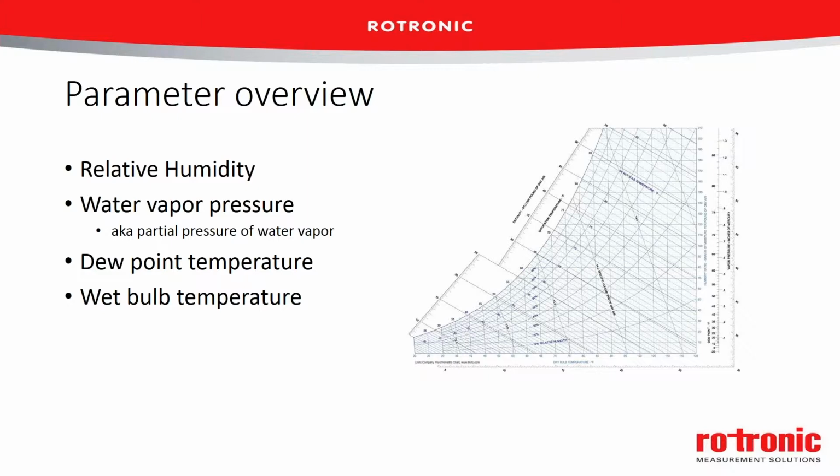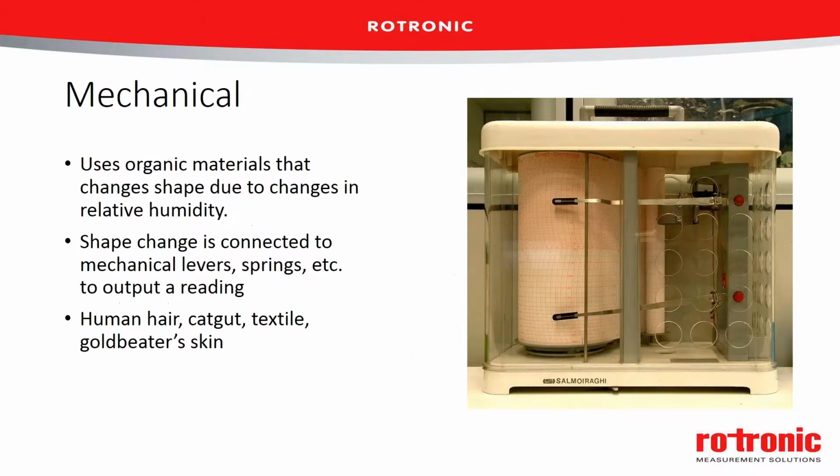So with that, we're going to talk about the first technology, which is mechanical. And you may think, mechanical, boy, those aren't around anymore, but there's still some out there. You can actually still buy a hair hygrometer, but a mechanical humidity technology usually uses organic material, and that organic material changes shape based on the relative humidity. So it's measuring that property, relative humidity.